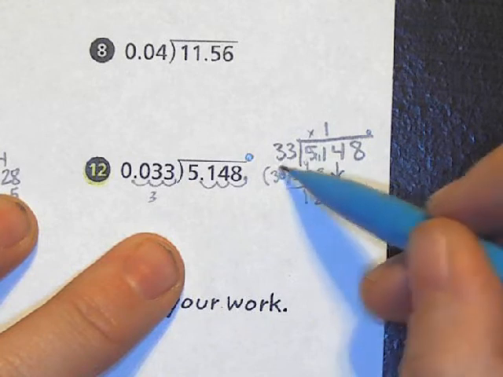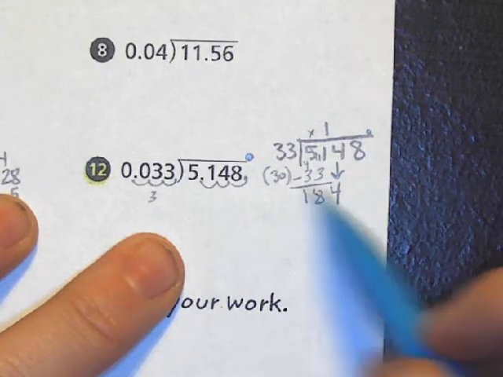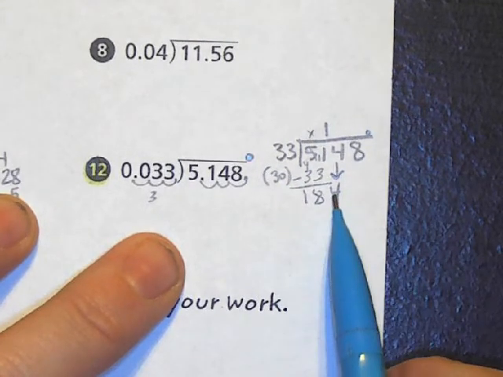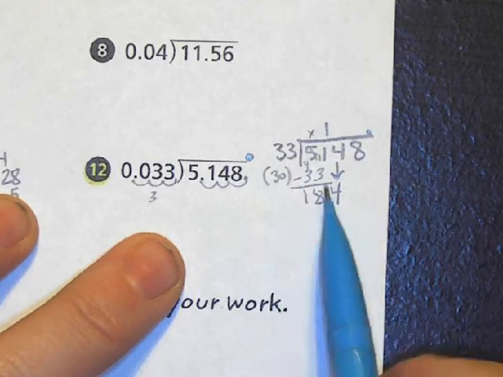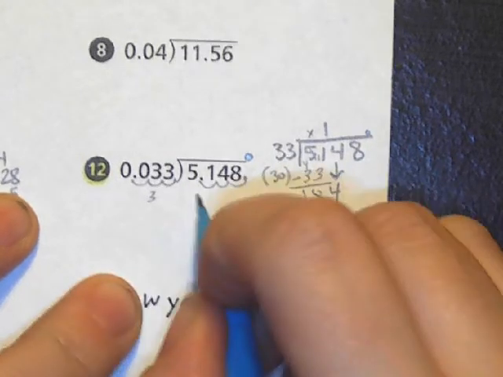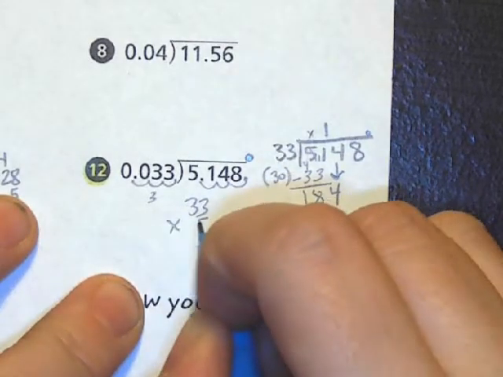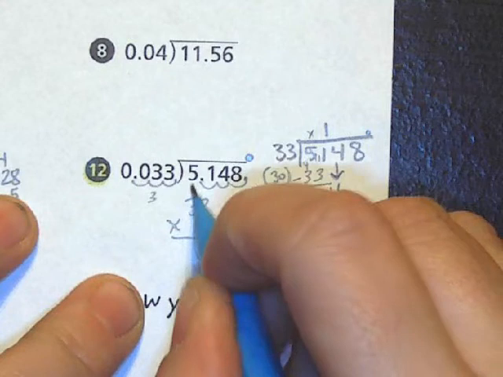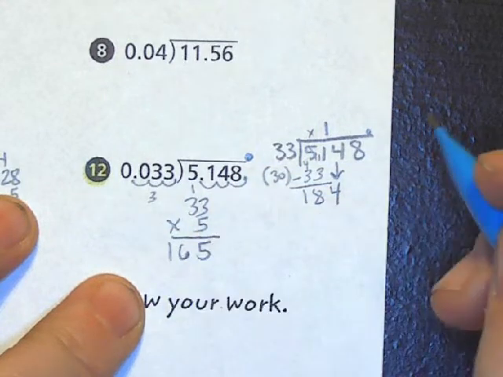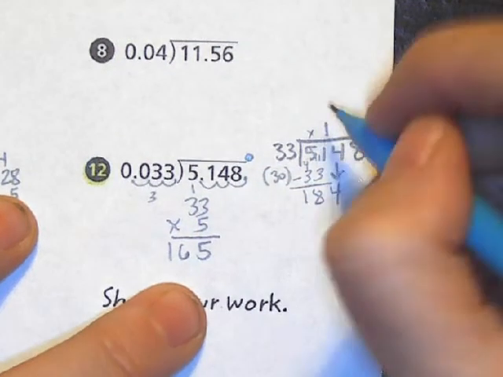You're at 18. Bring down the next number. Now, 30 times 6 would be, 3 times 6 is 18. So 30 times 6 would be 180. Which is only 4 away from here, but the real number is 33, so it can't be 6. It's going to have to be 5. I'm just going to do my math here.